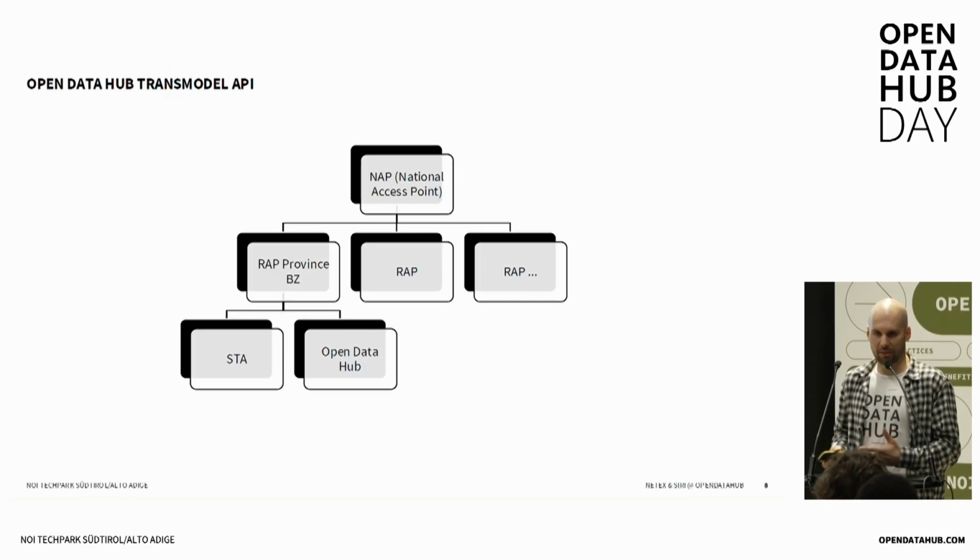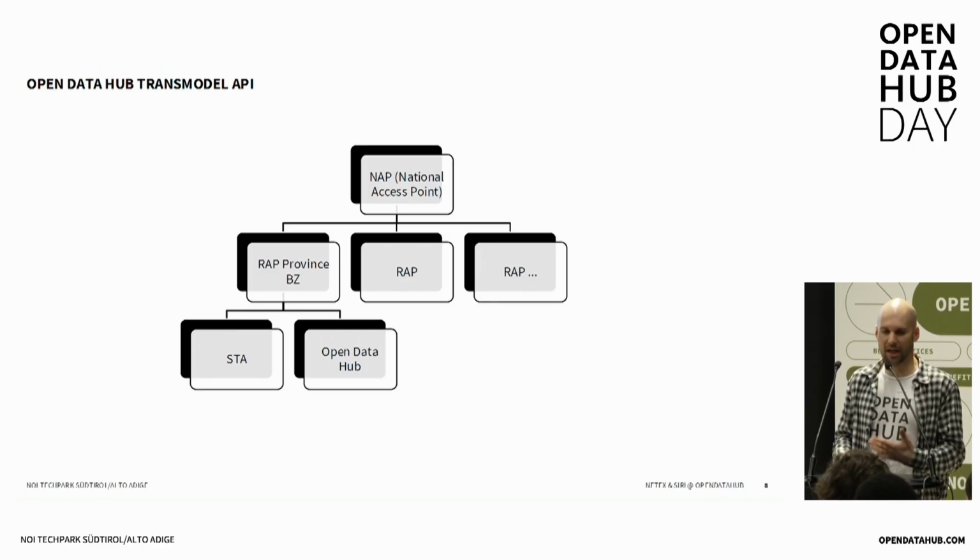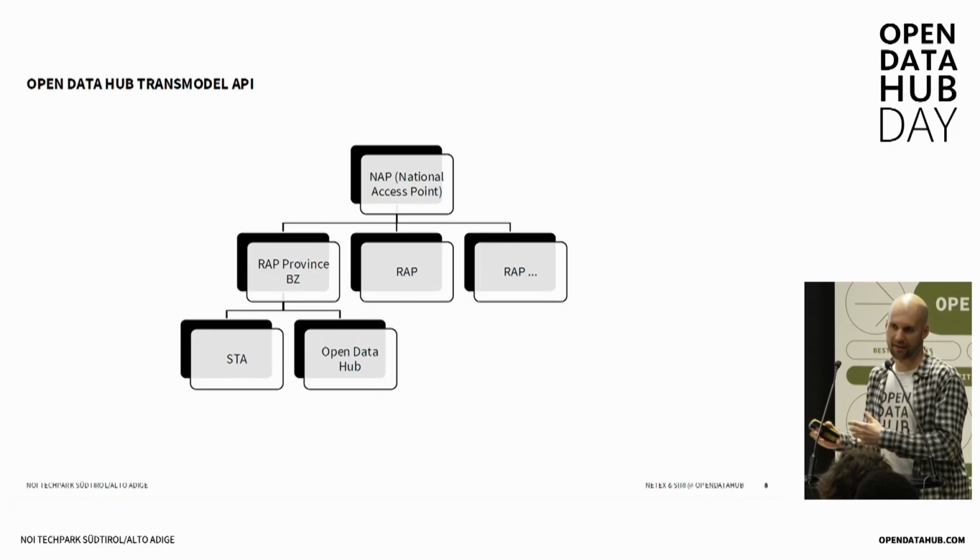So all the timetable scheduling data is provided by STA, the transport authority, and we on the Open Data Hub, since we have mobility, we have those alternative mobility mode data, for example, car sharing, bike sharing, and also about parking stations, and we only provide that data to the regional access point.